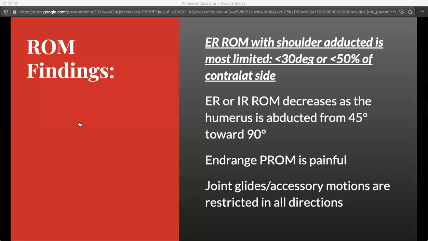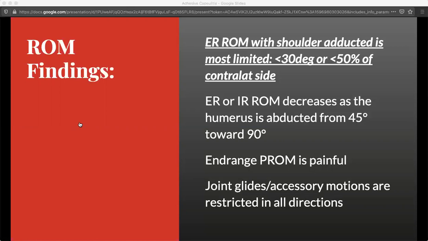All right. Now, range of motion findings. So you take those range of motion measurements. What is the one thing you're looking for with frozen shoulder? You're looking for passive external rotation range of motion with the arm at the side. Again, arm at the side, and you want to see how much they're able to externally rotate their shoulder.